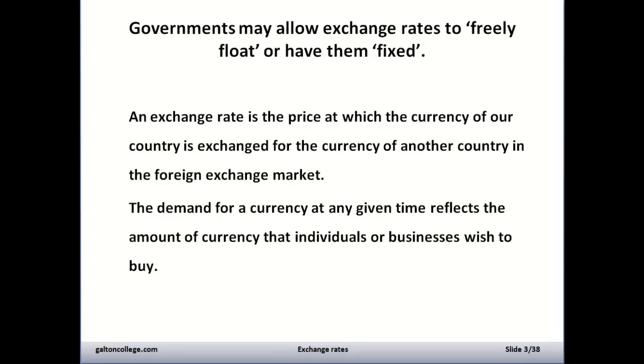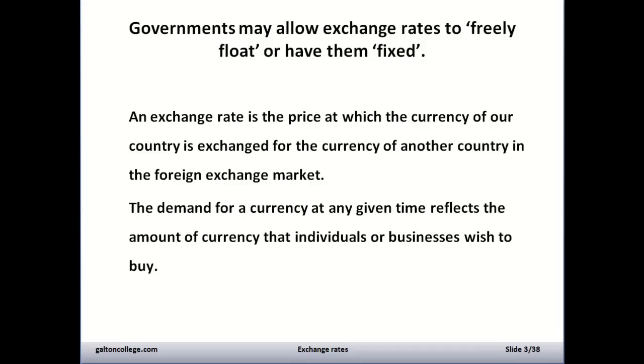The exchange rate is the price at which a currency is exchanged for another currency, and this happens through the foreign exchange market. There is no centre to the foreign exchange market. It operates in just about every city in the world. It's a market where buying and selling of currencies happen. Banks do it all the time.